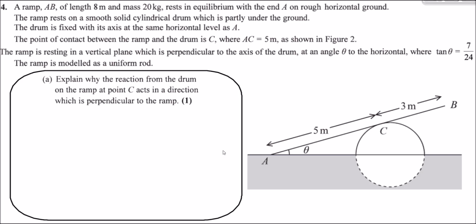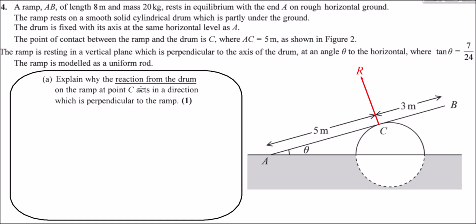So if you notice, it's not saying the normal reaction force, but just the general reaction force. So the reaction is a combination of the normal reaction plus any frictional force which may be occurring. So when it's saying the reaction from the drum, it just means this sort of force here acting perpendicularly up from C. And we're told it acts perpendicularly, and we just need to think why.